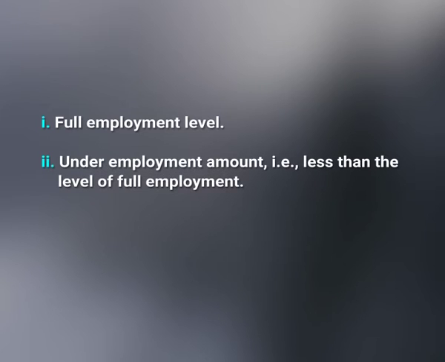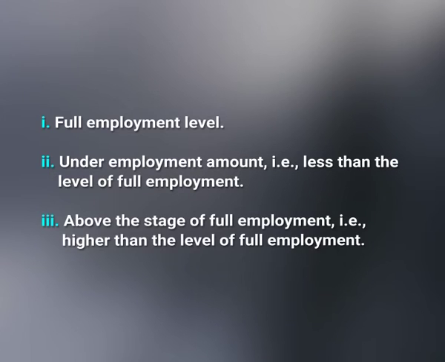As per the Keynesian principle, however, equilibrium can be reached at the full employment level, at an underemployment level, that is less than the level of full employment, or above the level of full employment, that is higher than the level of full employment. Full employment equilibrium refers to the equilibrium where all resources in the economy are fully utilized. Alternatively, when equilibrium between AD and AS takes place at full employment of resources, it is called full employment equilibrium.